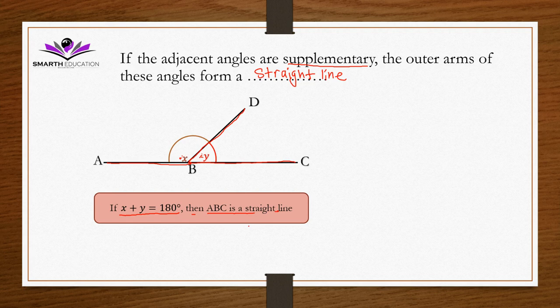So remember that. And then what reason do we write here? We're saying if x plus y is equal to 180 degrees, then ABC is a straight line. The reason we write is: adjacent angles supplementary. If the adjacent angles are supplementary, then the outer arms of these angles form a straight line. So remember these two reasons.